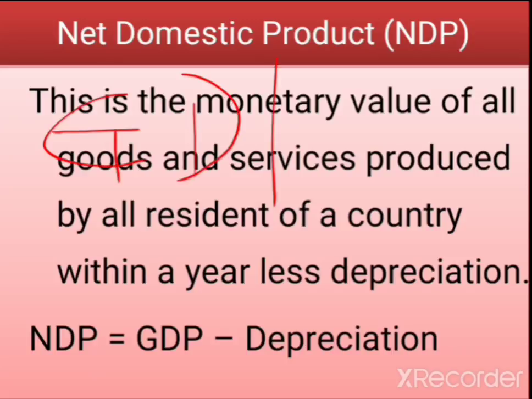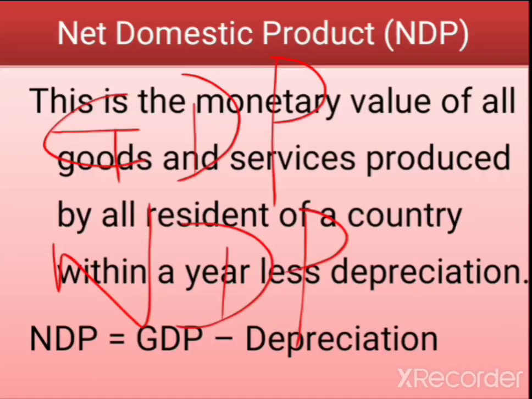And this one is what? NDP. This one is gross. The first one here is what? Gross. This one is net. And what is the difference between gross and net? Let me explain the difference between gross and net.